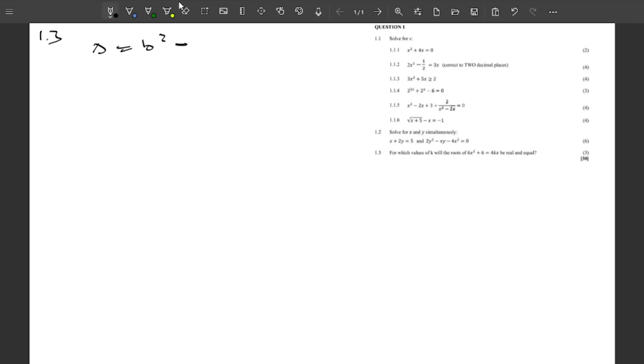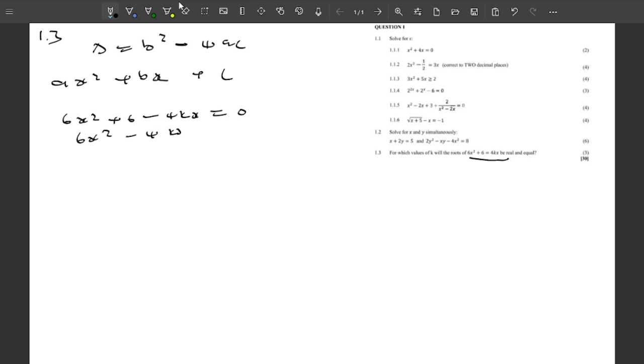It's a minus for 4AC. This is the discriminant. Now, in order to use this, we have to have an equation in the standard form: ax squared plus bx plus c. Ours is not in the standard form, so we're going to put it in the standard form, which is 6x squared plus 6 minus 4kx is equal to 0. For someone who's wondering, where's the bx? Remember, the bx has an x, so this means it's 4k, so it's going to be 6x squared minus 4kx plus 6 is equal to 0.